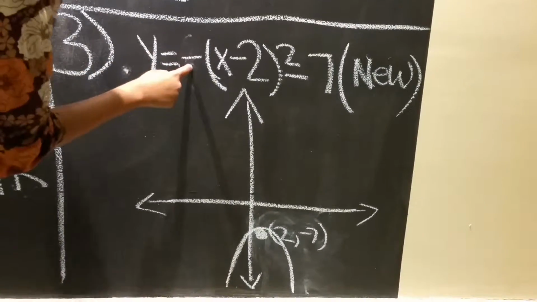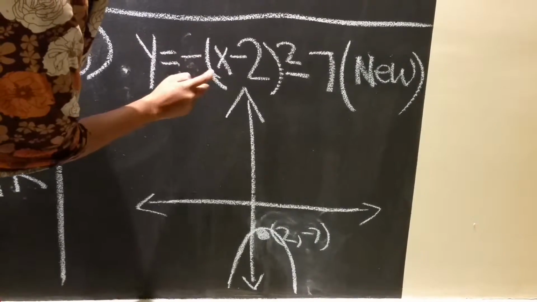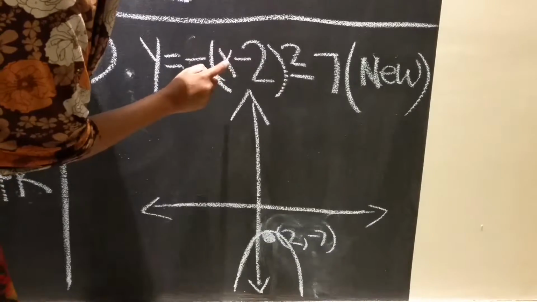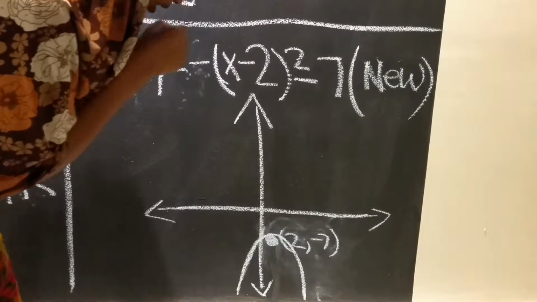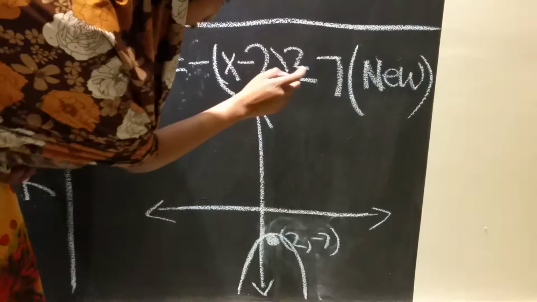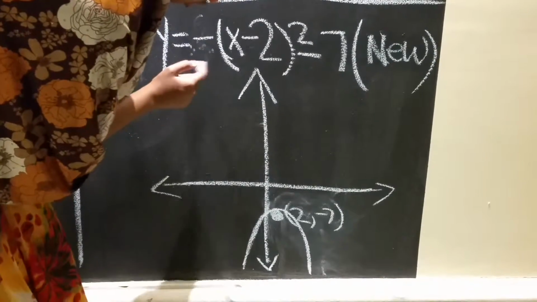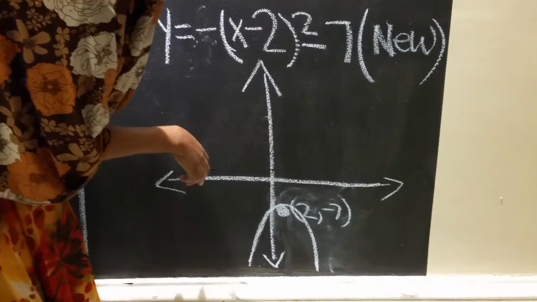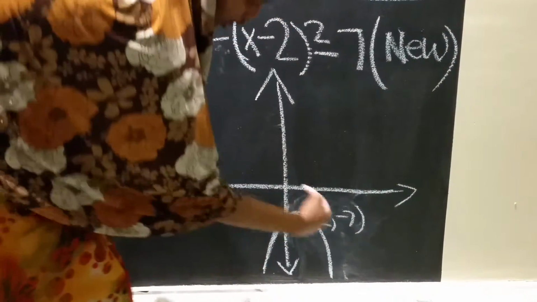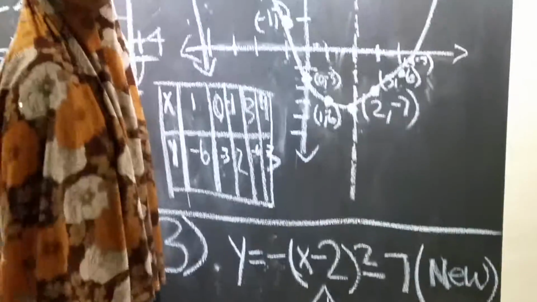So you come down, and then you have an equation, y equals negative 1, parentheses x minus 2 squared, minus 7. That's your new plot equation. You bring your old one, and then you will have a frowny parabola. Thank you.